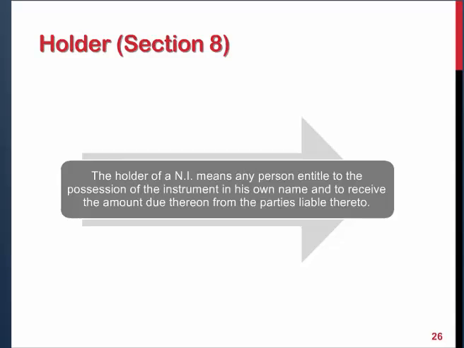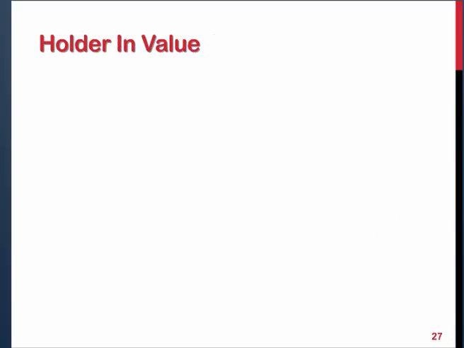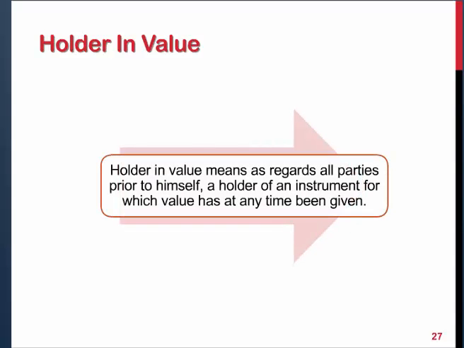The finder of a lost instrument payable to bearer, or a person in wrongful possession of such an instrument, is not a holder. Holder for value: holder for value means, as regards all parties prior to himself, a holder of an instrument for which value has at any time been given.